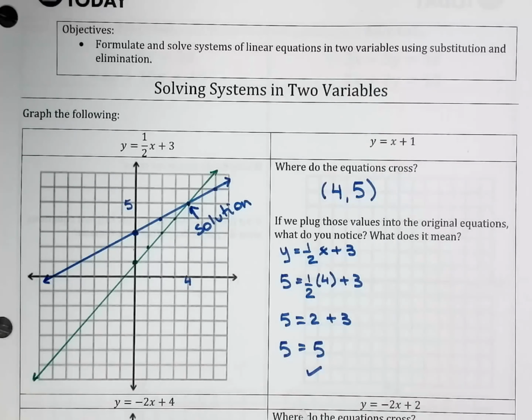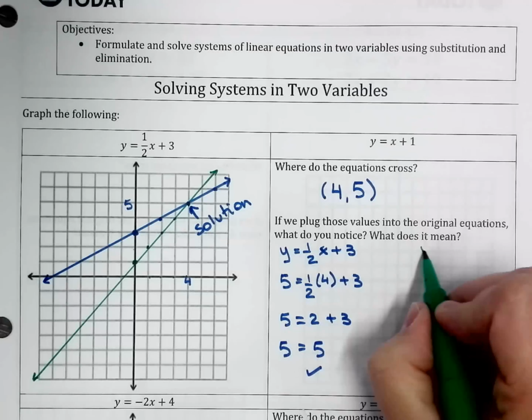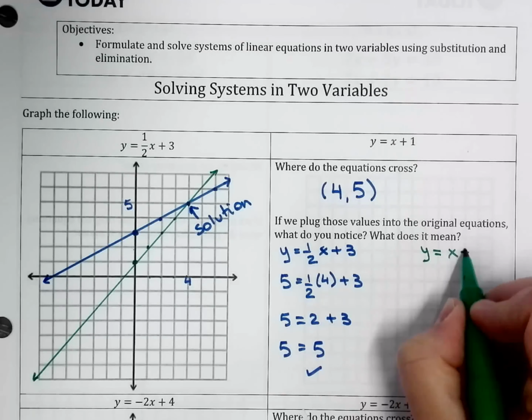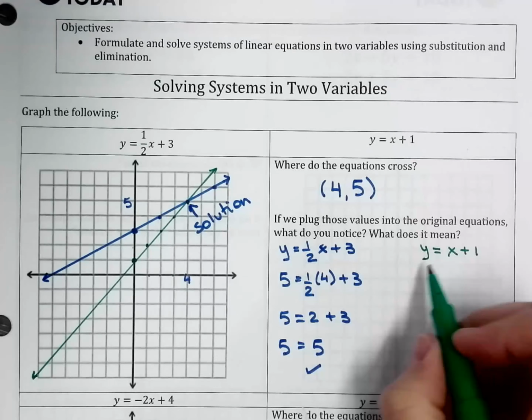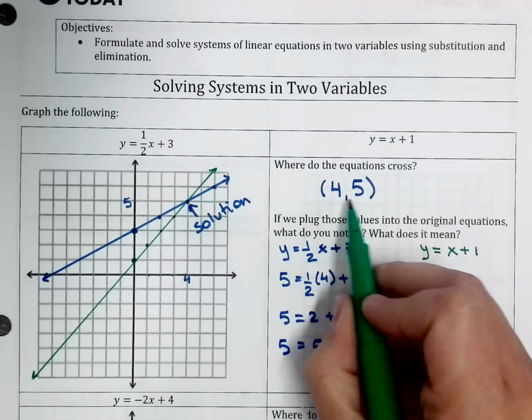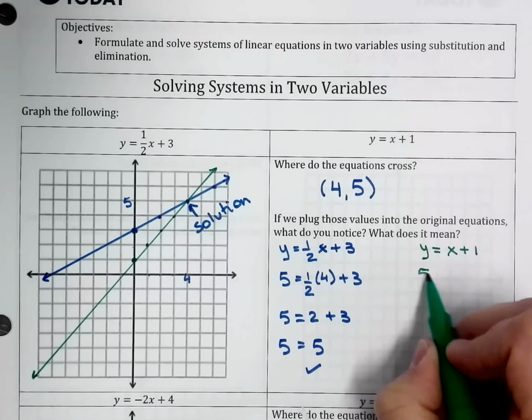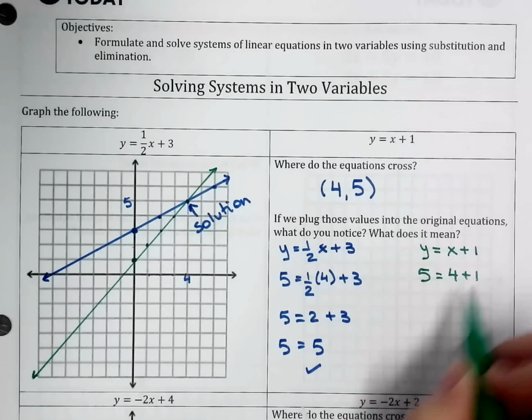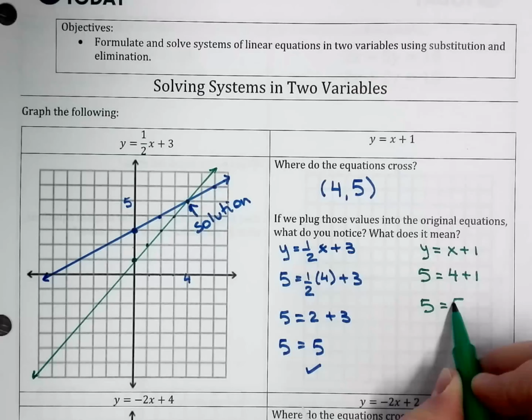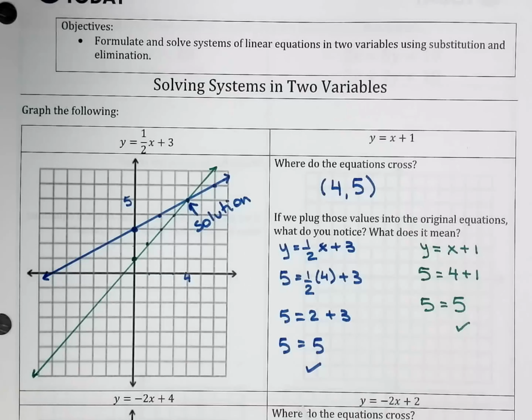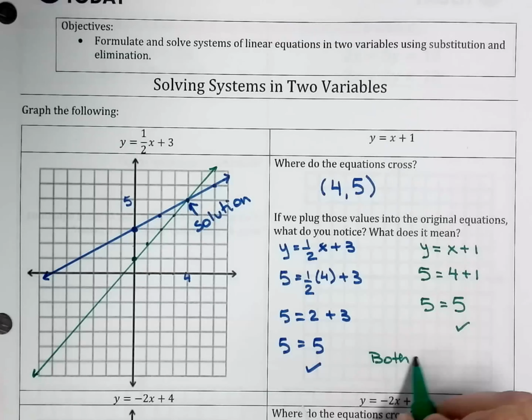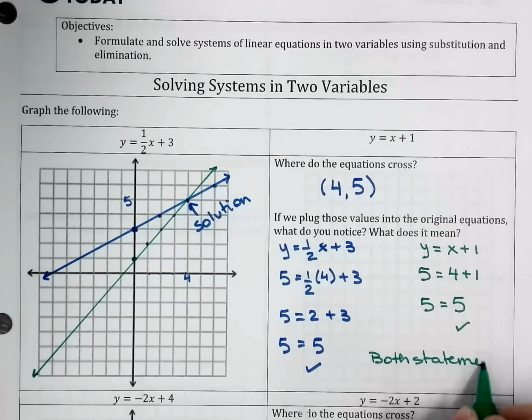I'm going to try the same thing for the second function. So again, I'm going to plug in 4 for x, 5 for y. Perfect. So both statements turn out to be true.